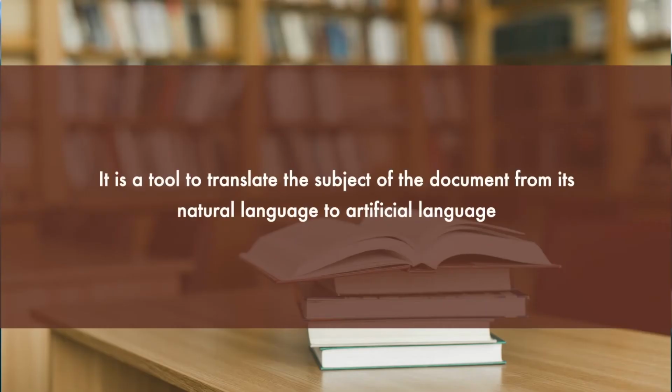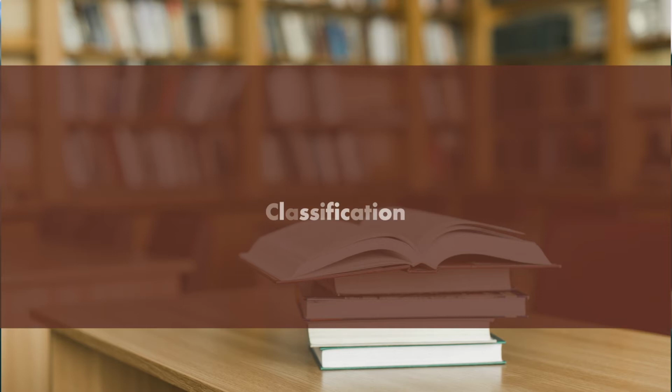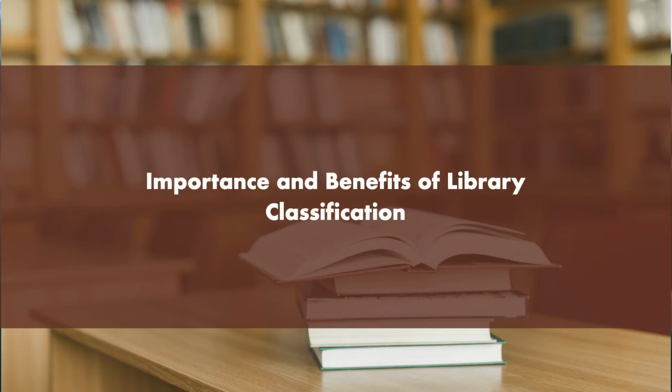This class number represents the specific subject of that book in an artificial language. In this way, classification may be understood as a tool to translate the subject of a document from its natural language to artificial language. Now let's discuss the importance and benefits of library classification.